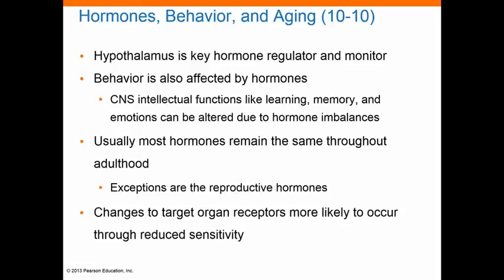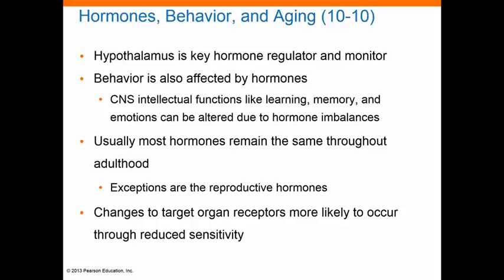The last section of this lecture looks at hormones, behavior, and aging. The hypothalamus regulates many endocrine functions, and its neurons monitor the levels of many circulating hormones. Other portions of the brain that affect how we act are also sensitive to hormonal stimulation. This is probably more obvious in teenagers whose systems are recently awash in reproductive hormones, but also in adults.